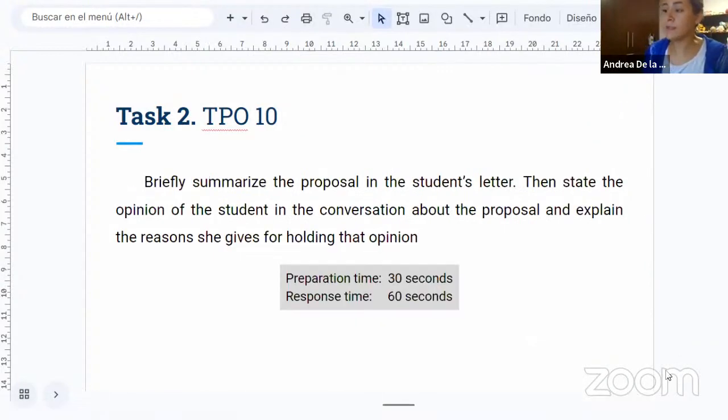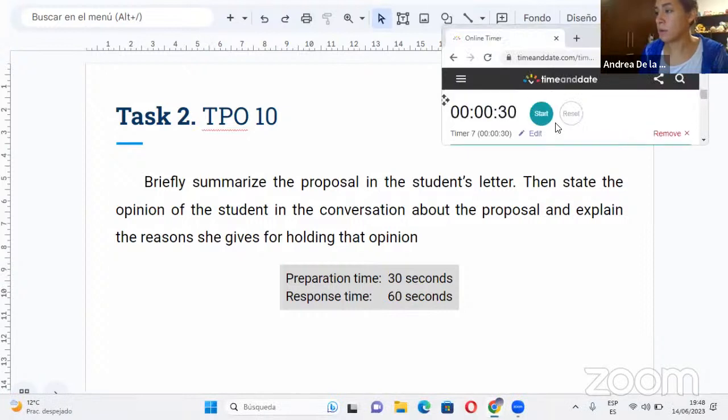Okay, now briefly summarize the proposal in the student's letter, then state the opinion of the student in the conversation about the proposal and explain the reasons she gives for holding that opinion. Now you guys will have 30 seconds to prepare your responses.